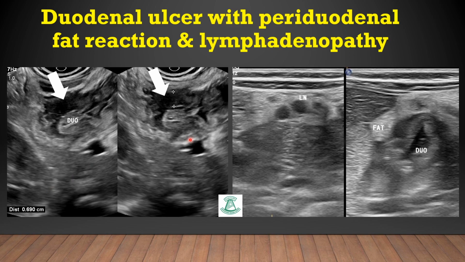And this another scan showing periduodenal lymphadenopathy. These are two small rounded hypoechoic nodes seen in the periduodenal area. And this another scan showing diffuse duodenal wall thickening with marked periduodenal echogenic fat reaction as shown by this curved arrow.